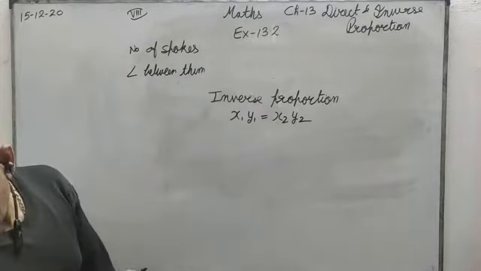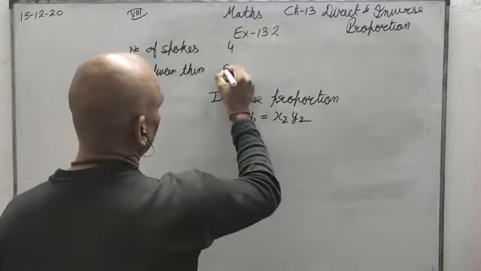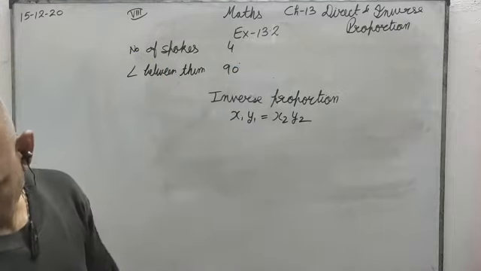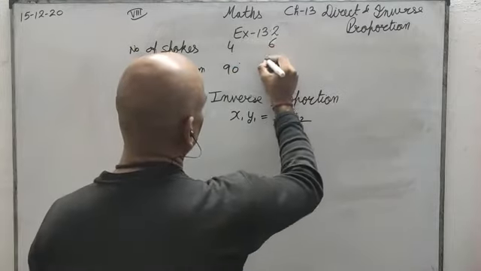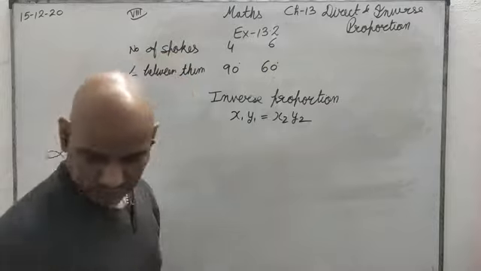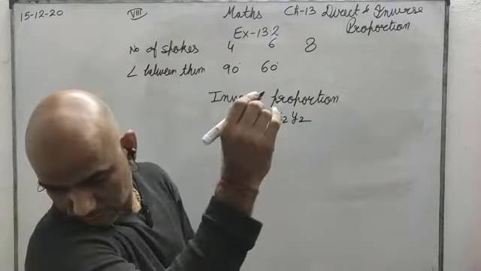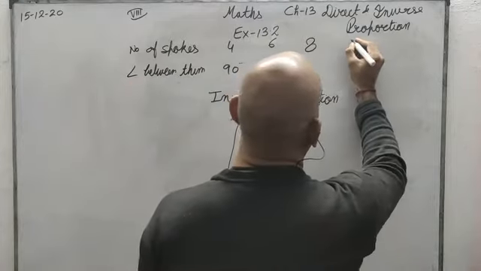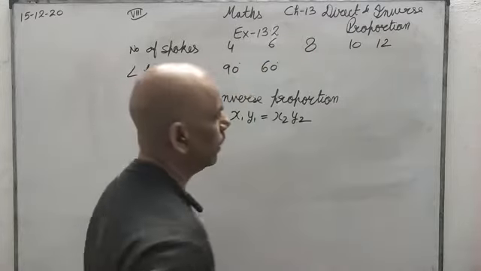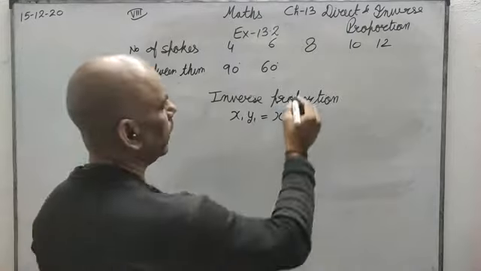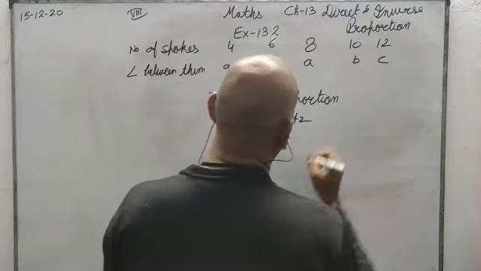So if there are 4 spokes, the angle between them is 90. If there are 6 spokes, the angle between them is 60. And then you will have to find for 8, 10 and 12. Let us write it A, B and C.